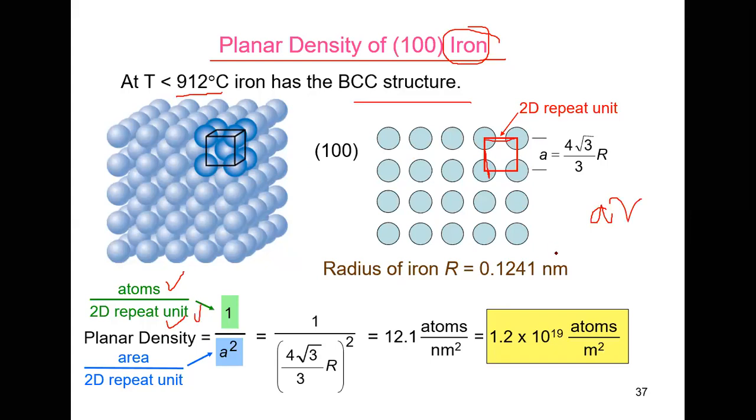The area is done. Now we need to calculate how many atoms are in this plane. To find it out, look here. These atoms are shared here, here, here, and there. So the contribution of this atom in this plane is 1/4. And as these are space lattice points, which are identical, another 1/4 will come from this corner, another from this corner, and so altogether the number of atoms in this case will be 1. So the planar density of atoms for the (100) plane for BCC crystal is 1/a squared.